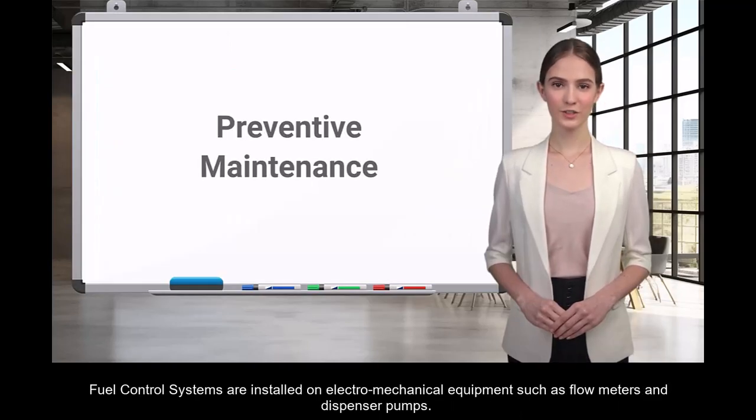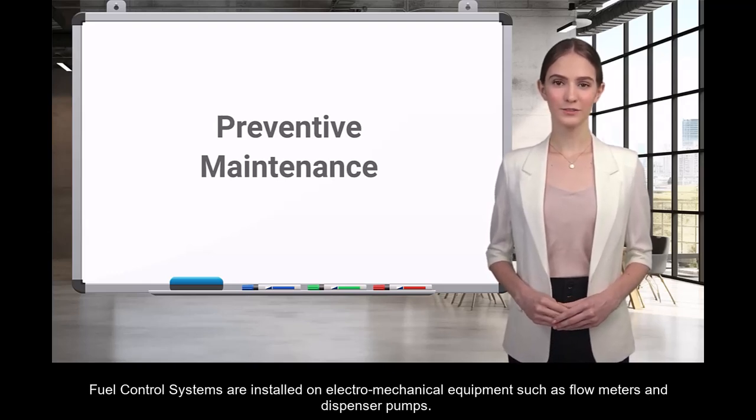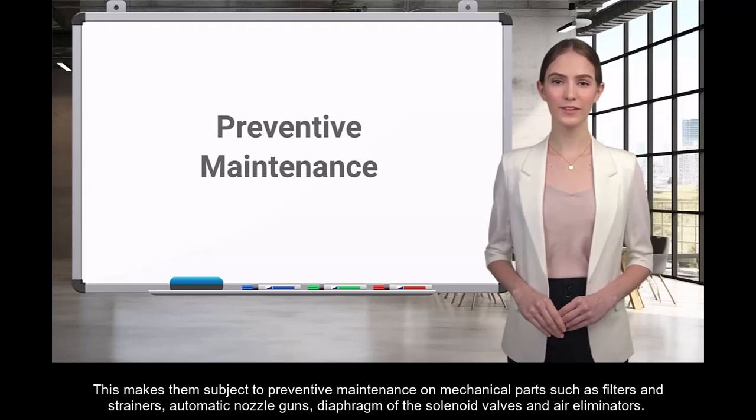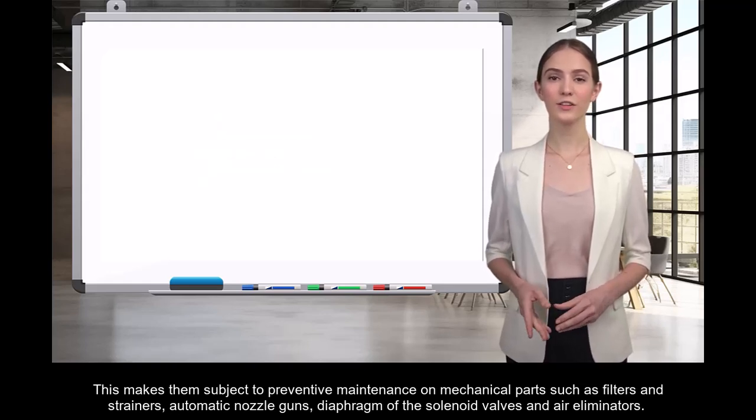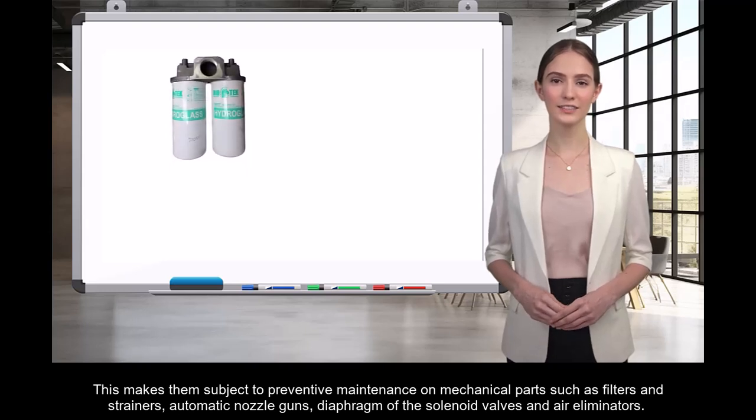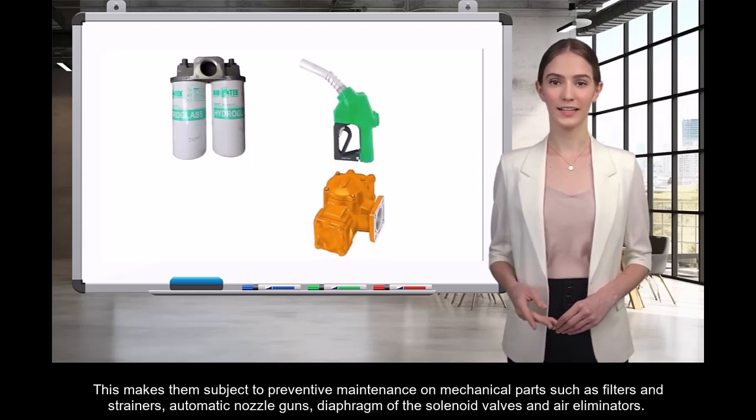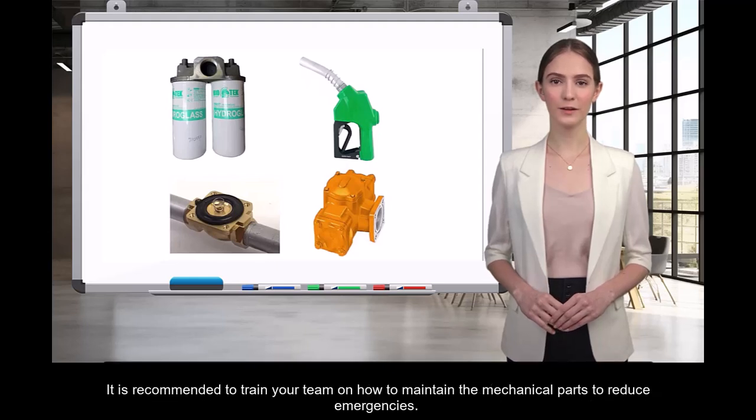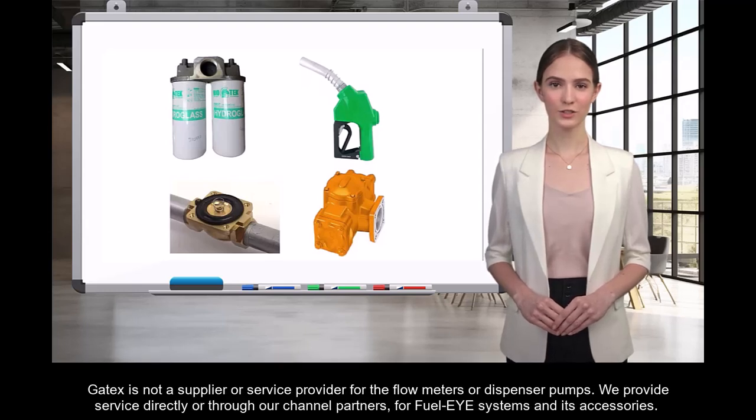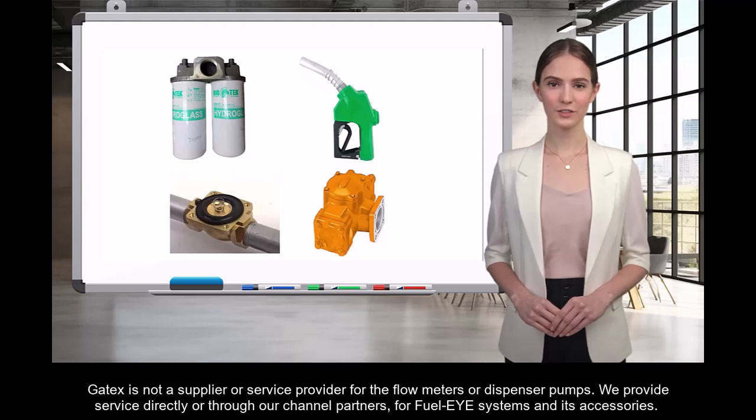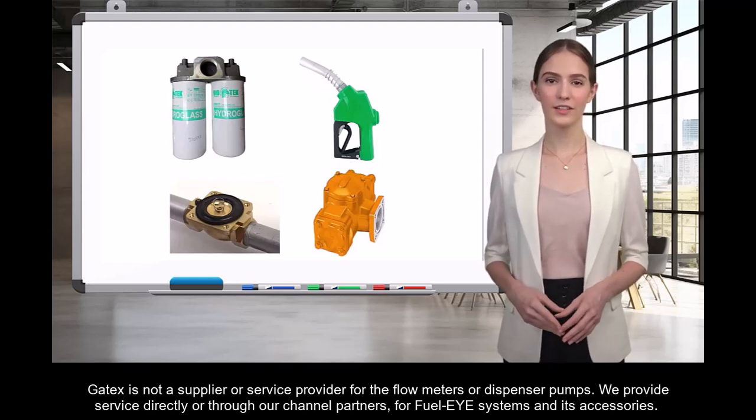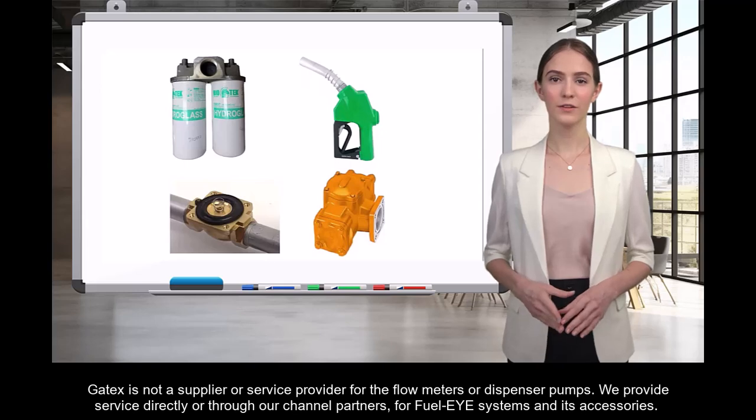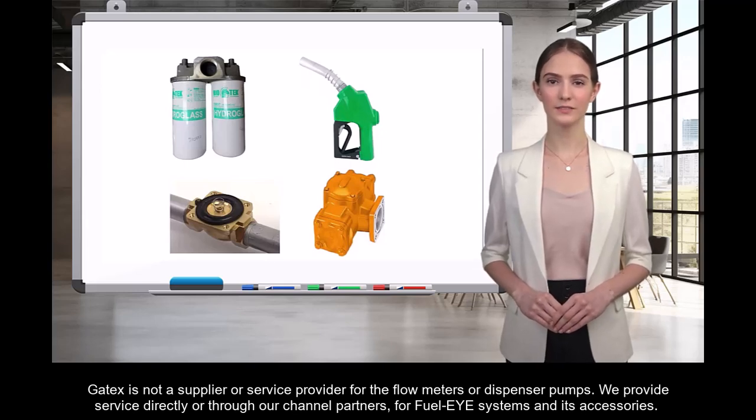Fuel control systems are installed on electromechanical equipment such as flow meters and dispenser pumps. This makes them subject to preventive maintenance on mechanical parts such as filters and strainers, automatic nozzle guns, diaphragm of the solenoid valves, and air eliminators. It is recommended to train your team on how to maintain the mechanical parts to reduce emergencies. GateX is not a supplier or service provider for the flow meters or dispenser pumps. We provide service directly or through our channel partners for Fueli systems and its accessories.